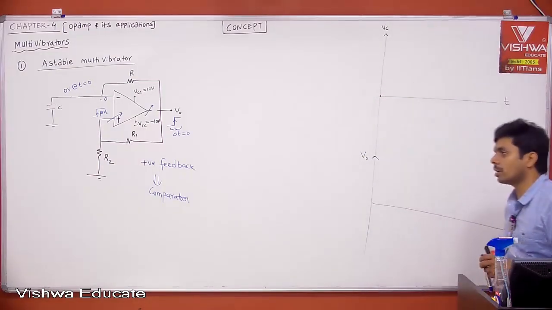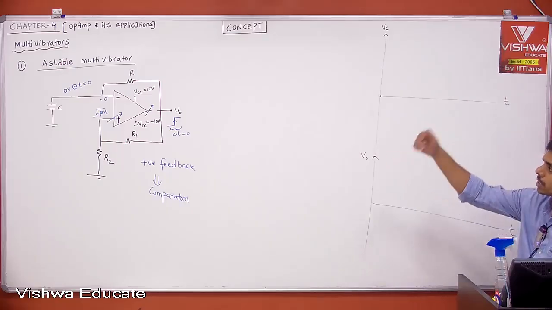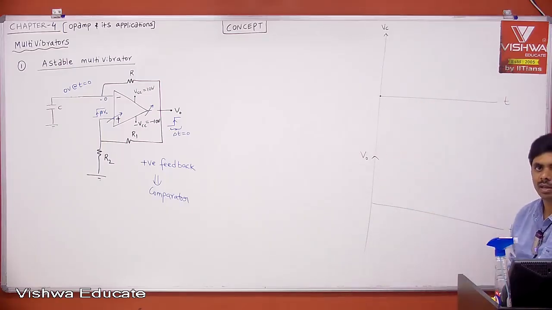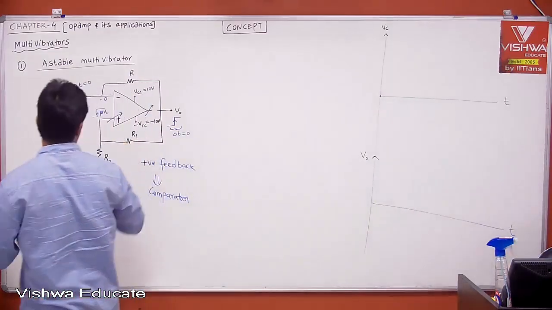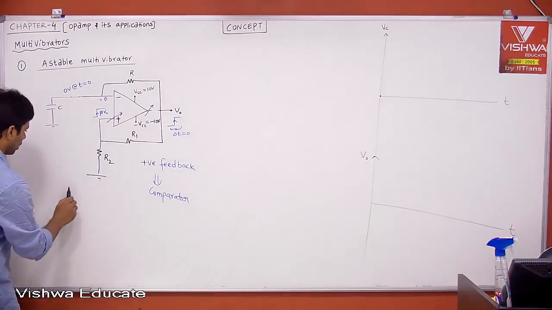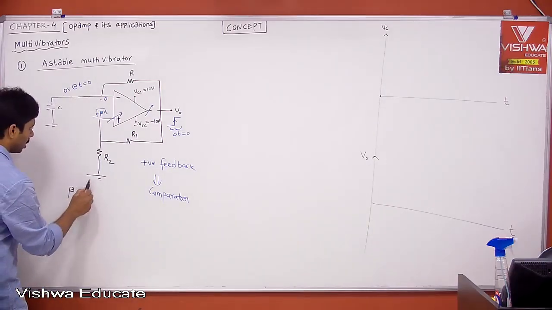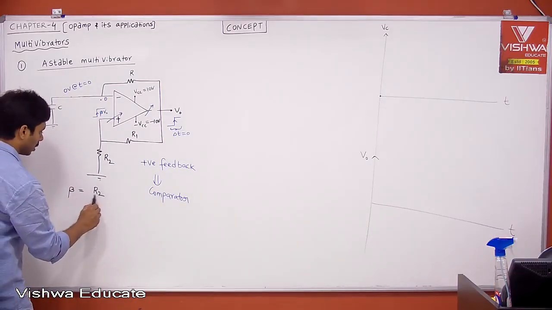If it is a comparator, what is the next step? We have to take V0 voltage either plus VCC or minus VCC. Anything is fine. Then we will solve the problem. What is beta here? When you treat this as beta and then beta V0, what is beta? Beta is nothing but R2 divided by R1 plus R2.